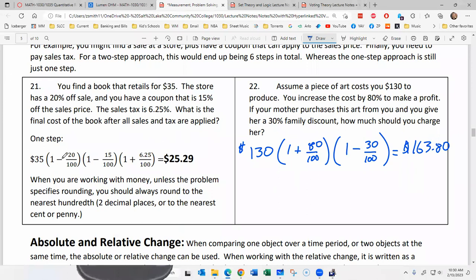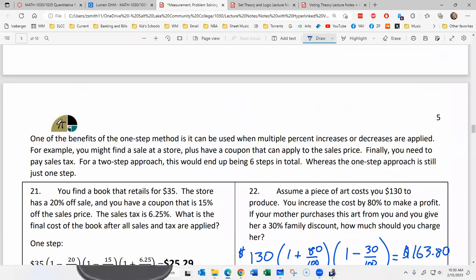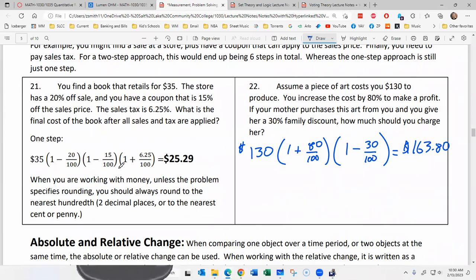So you can see on the left, and again, these icons right here, this is a video that shows you how I'm doing the left side. But this is a decrease because it's minus, decrease, increase. So we can see it's a 20% decrease, a 15% decrease, and then a 6.25% increase, all in one step, just to get the final answer. Very efficient.